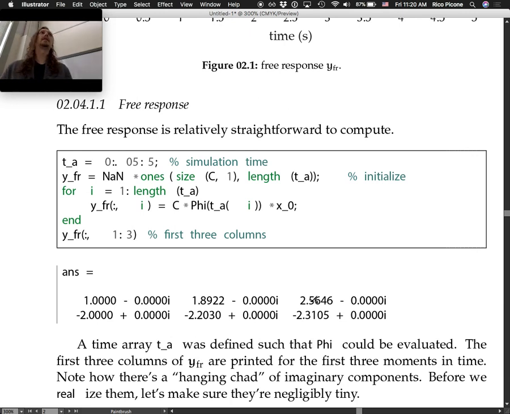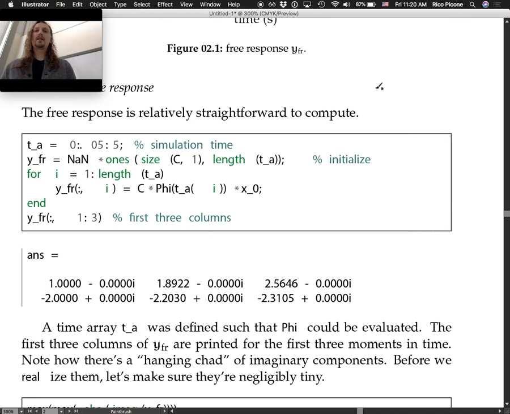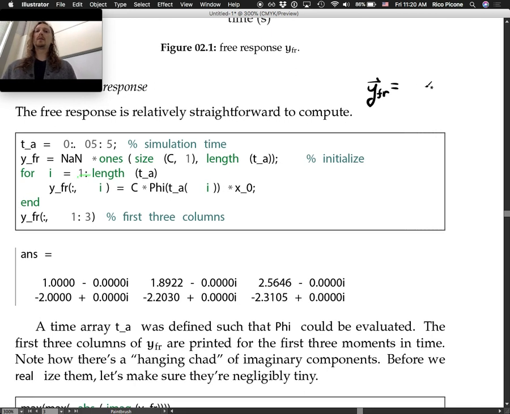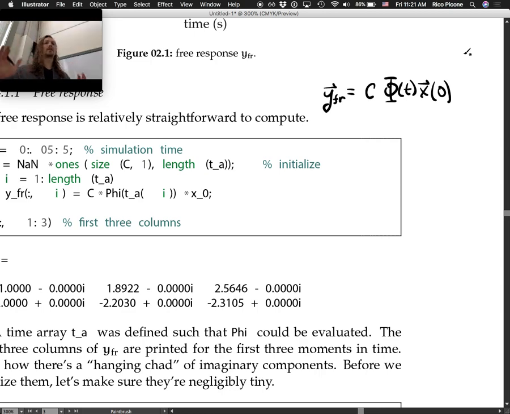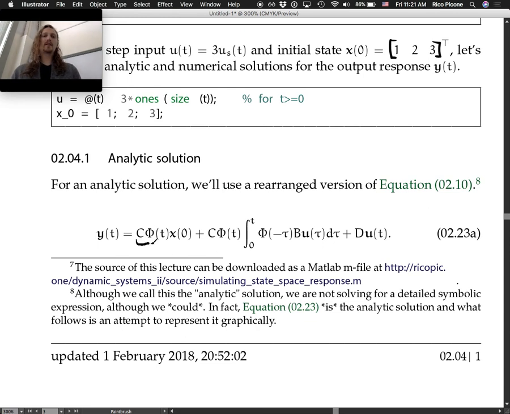So we've got our state transition matrix phi, and so the free response is relatively straightforward to compute. Remember that the free response is just equal to C phi times the initial state. That's the first term in that total solution. So if we look back here, that's this term, right? This is the free response. So we're just going to use that, and we'll find the free response.